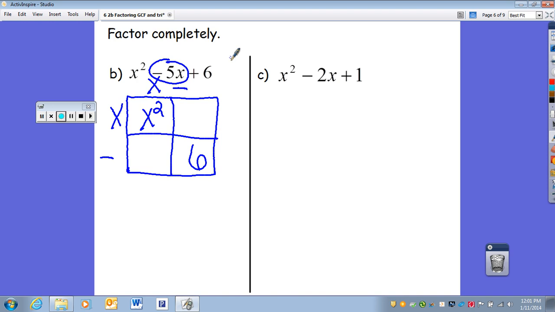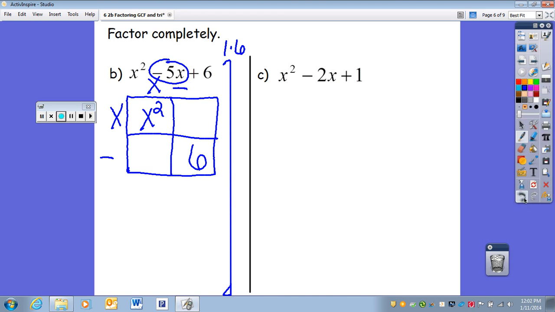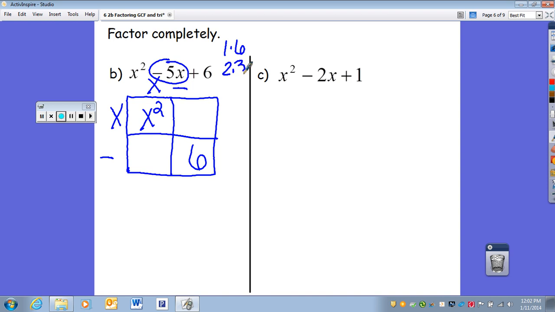Now my factors of 6 are 1 and 6. Will 1 and 6 give me a sum of 5? No. My other two factors of 6 are 2 and 3. If I multiply 2 times 3, I get 6, and if I add 2 and 3, I get 5. So I can make this a negative 2 and a negative 3. And it doesn't matter the order. You could have the 2 here and the 3 up here.